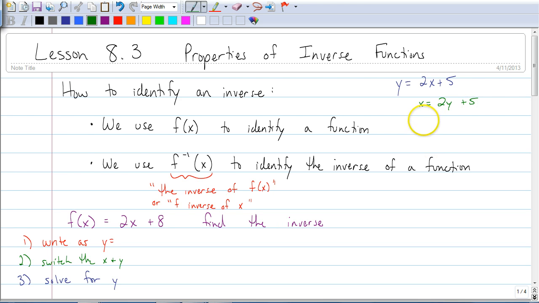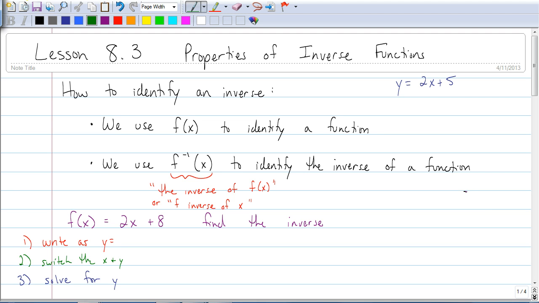and then solving for y. So we would subtract 5 from both sides, giving us x minus 5 equals 2y. Divide both sides by 2, and you end up getting y equals (x minus 5) divided by 2. Well, that's the inverse of y equals 2x plus 5. But when you compare these two, there's no way to tell one from the other. So that's why we have to have a special way to identify the inverse. And that's what we're going to focus on now.